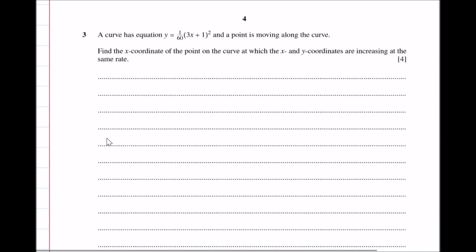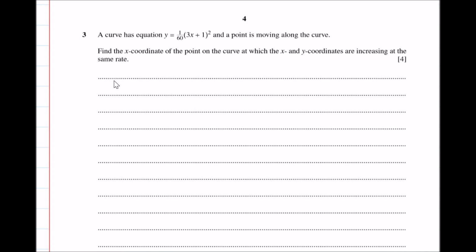Question number 3. A curve has equation y equal to 1 by 60 times (3x plus 1) whole squared, and a point is moving along the curve. Find the x coordinate of the point on the curve at which the x and y coordinates are increasing at the same rate. Increasing at the same rate means dx by dt and dy by dt are equal. So first of all, let us write y here, and we need to find dy by dx.